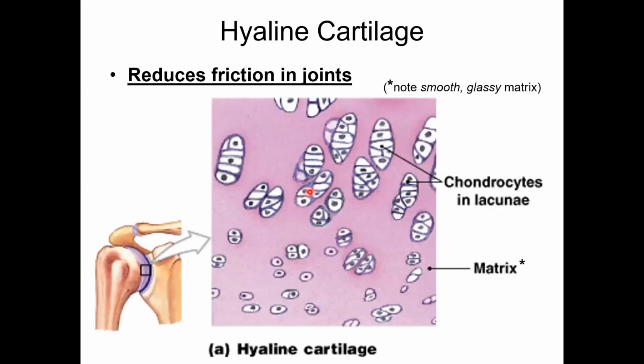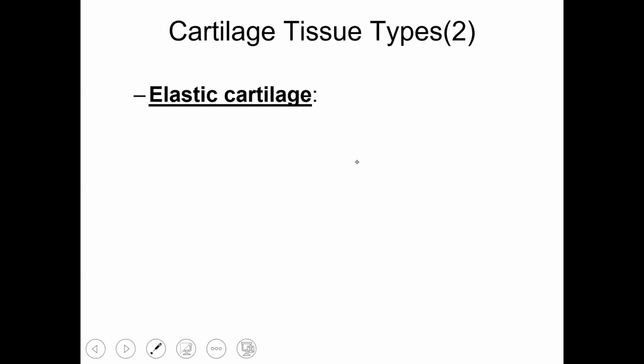Here we see hyaline cartilage. Notice this extracellular matrix is very smooth. It's uninterrupted by any sort of fibers. Elastic cartilage is stretchy. It's like elastic, right?